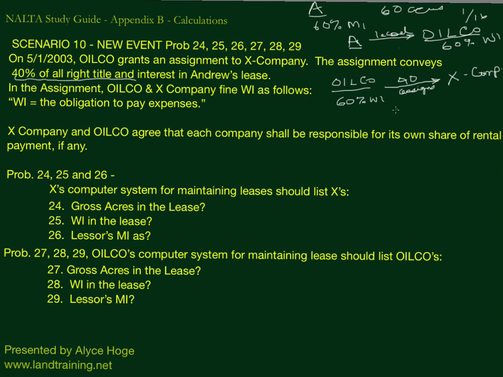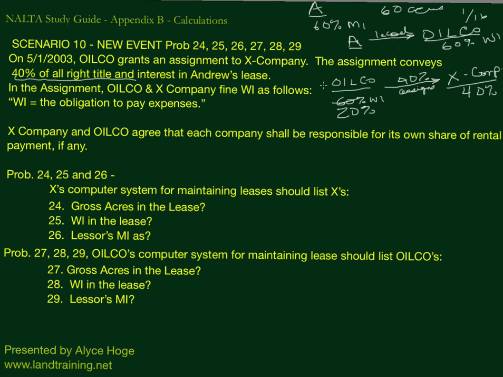So right now, they had 60%, they conveyed 40%, 60 minus 40 is 20%. So X company is going to get this 40% that they conveyed, and that's going to leave Oilco with 20% working interest. So there was a 60% mineral interest. When he granted a lease, he gave that mineral interest to Oilco. So they had a 60% working interest. Oilco assigns 40% to X company, and X company ends up with 40% and Oilco ends up with 20%.